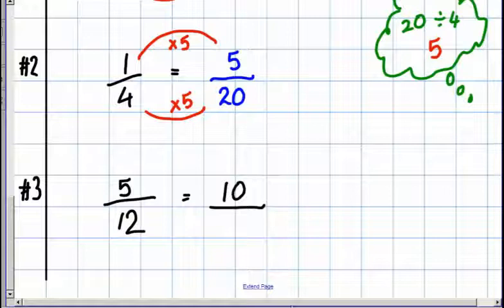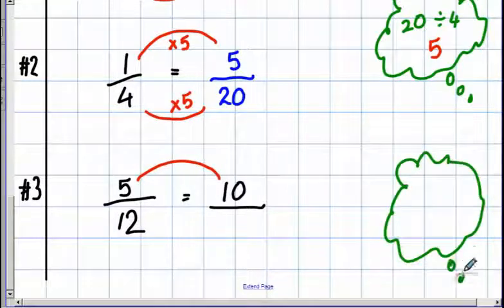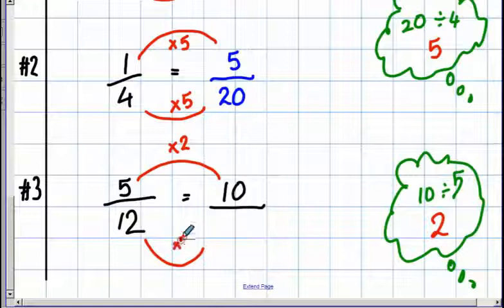Now, this time it's the top number that I'm going to use. What have I multiplied 5 by to turn it into 10? Well, what is 10 divided by 5? 10 divided by 5 is 2. So that's what I've timesed the 5 by. So I have to do the same with the bottom. 12 times 2 is 24.